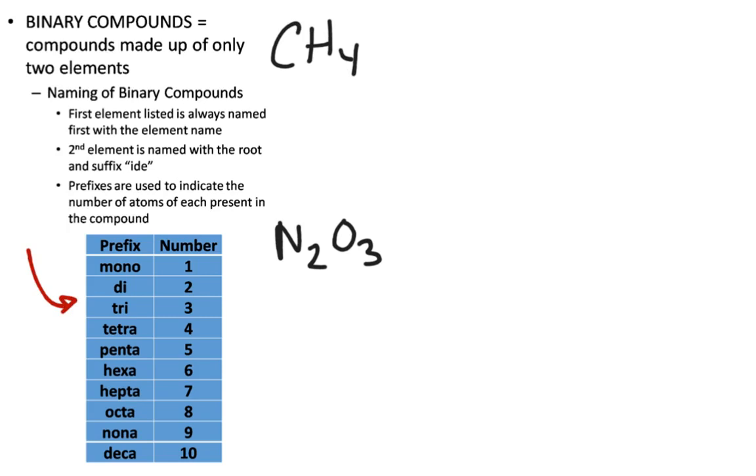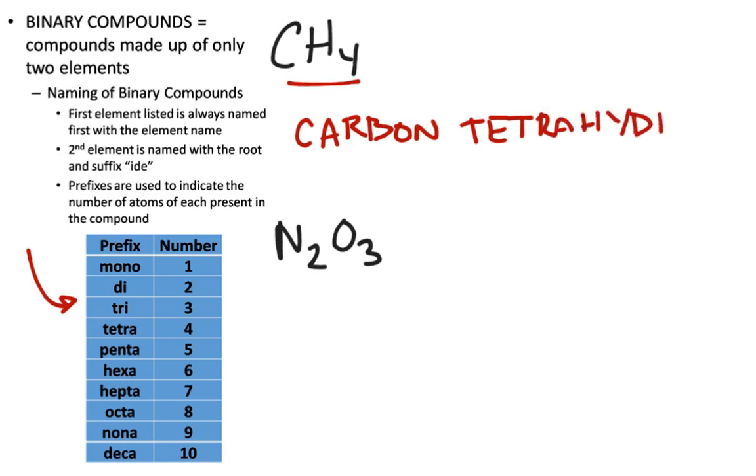We will always name the second element with a numerical prefix, regardless of how many there are. And just like in ionic bonding, we're going to drop the ending and replace it with IDE. So on the example above, number 1 here, we have carbon, and we only say carbon, we don't say monocarbon, because there's only one of them. And because there are 4 hydrogens, we use the prefix tetra, and hydrogen becomes hydride.